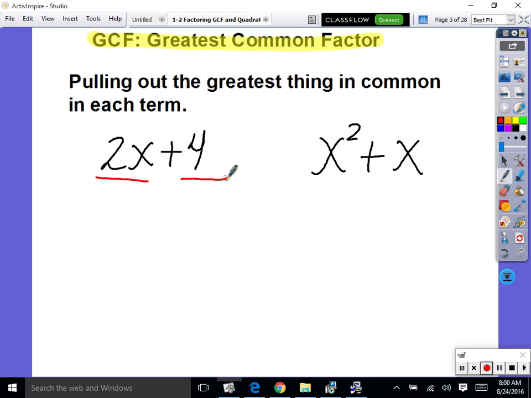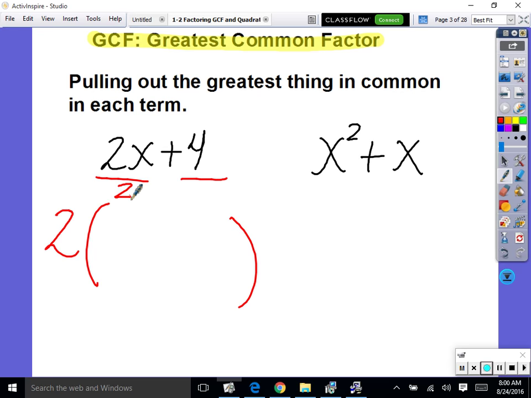What does this term and this term have in common? A 2. Now watch, everybody. We pulled out a 2 because there's a 2 in common. Now we're going to go back and see what's left inside the parentheses. We weren't able to pull everything out of term 1. So we're going to pull out a 2, which is essentially what we did, guys, we divided that out.